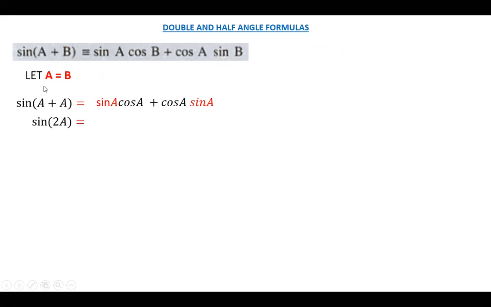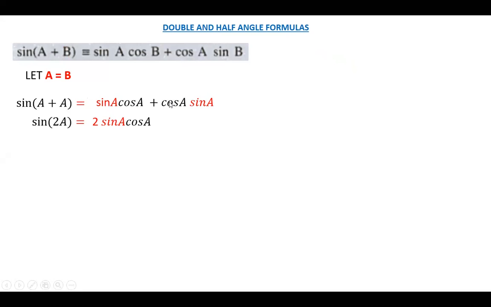So here, when you add A plus A, you get 2A. And then this is equal to, when you add these, since now these have become like terms, sine A cos A plus cos A sine A, they are just the same. Since multiplication is commutative, they are just the same. So you can add the two and get 2 sine A cos A. So this is what you are going to get after adding the two functions.